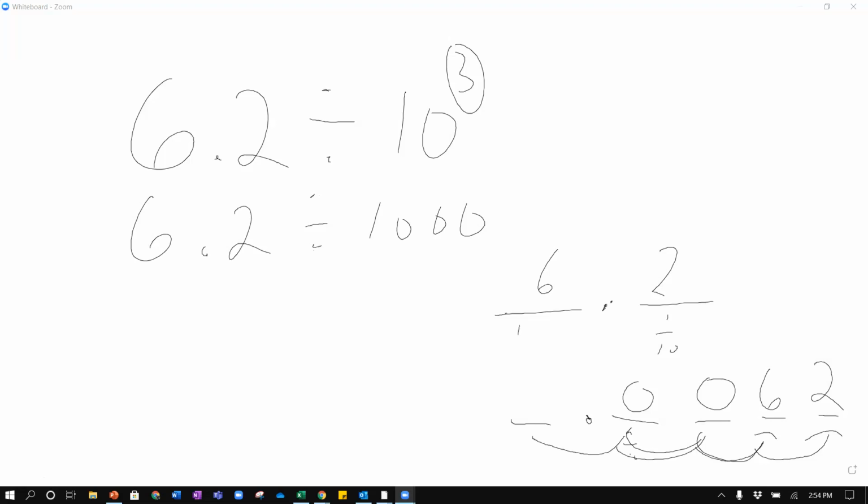So I hope that helps. That's what's happening when you multiply and divide with base 10 numbers. You're shifting the value of the digits by a certain number of times.